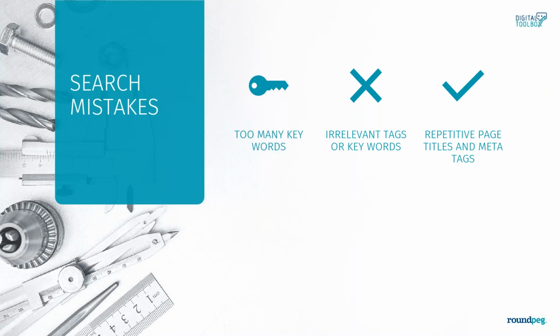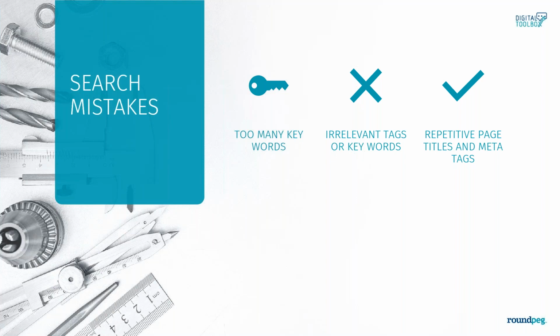Repetitive page titles and meta descriptions. A lot of basic SEO tools will create a standard page title and meta description. The problem is that every page on your website will have the same title. And when Google sees 5, 6, 10, or 20 pages all with the same title, they just assume the pages are duplicates and they don't index all of your other pages.